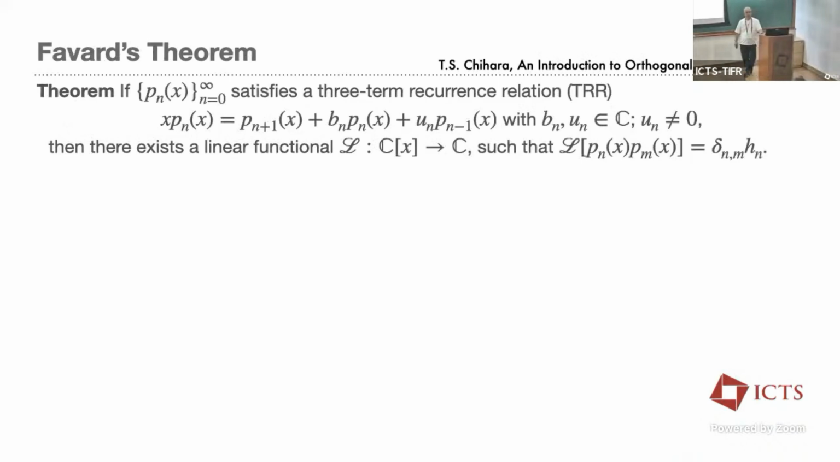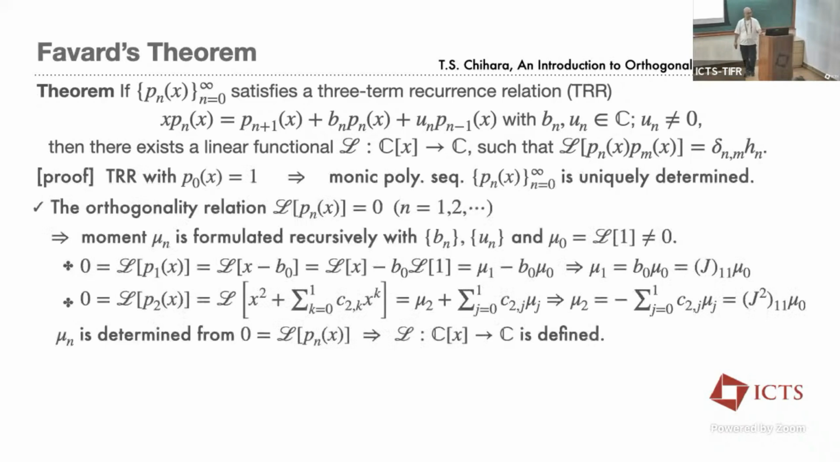Also, Favard's theorem shows us that starting from the three-term recurrence relation will give us a corresponding linear functional. So it's a very constructive one. Of course, starting from the three-term recurrence relation, we can uniquely determine the sequence of monic polynomials like this. And also, we will use the orthogonality relation with this one.